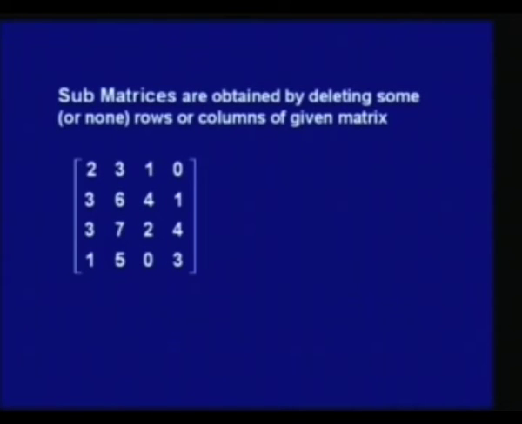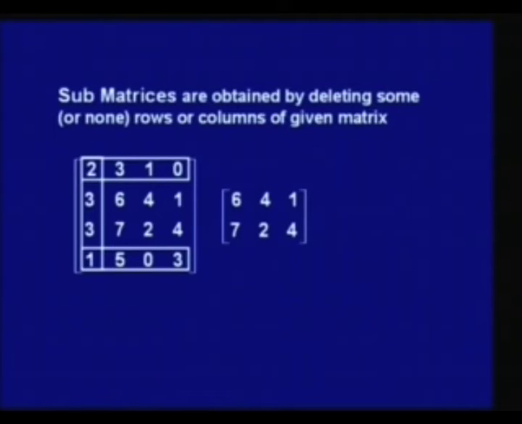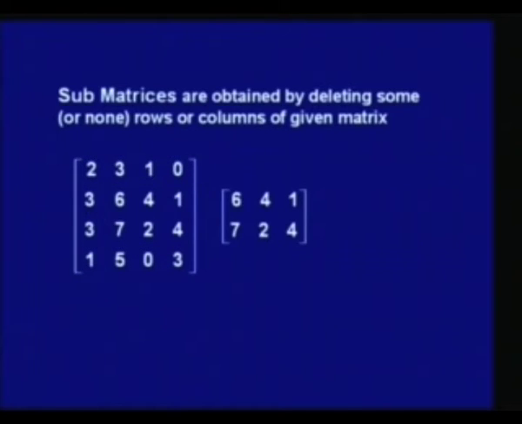Submatrices are obtained by deleting some rows or columns of a given matrix. For example, we have a 4 by 4 square matrix consisting of elements 2, 3, 1, 0 in the first row, 3, 6, 4, 1 in the second row, 3, 7, 2, 4 in the third row, and 1, 5, 0, 3 in the last row. If I delete the first row and last row together with the first column, then what I have is this matrix. So, 6, 4, 1, 7, 2, 4 is a submatrix of this matrix obtained by deleting the first and last row and the first column.